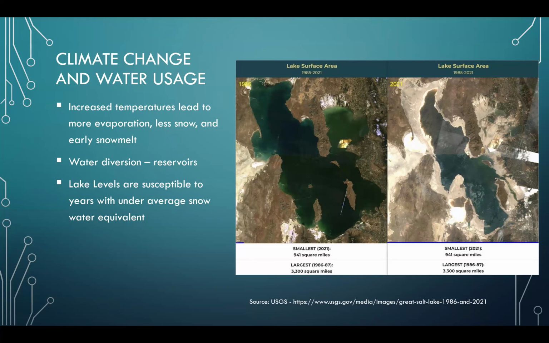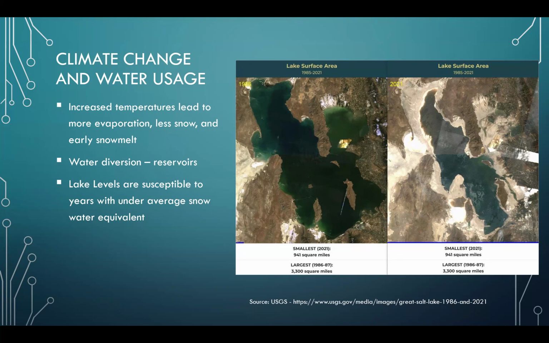Another thing that the increased temperatures cause is we have less snow falling in the mountains, and more as rain. So we could be getting normal amounts of precipitation, but if it's falling as rain, it's not going to go into runoff and go into the lake where it needs to be. And then early snow melt, so we have less stored water later in the year, and that can also cause the lake levels to decrease quite a bit.